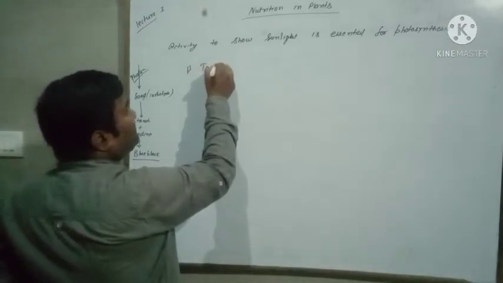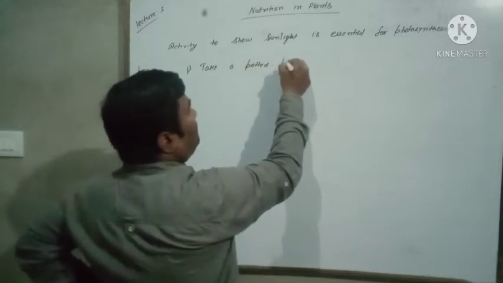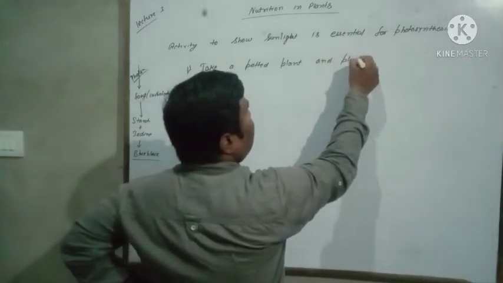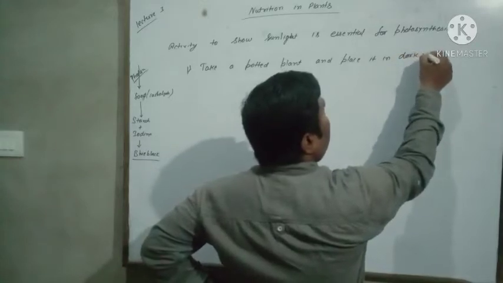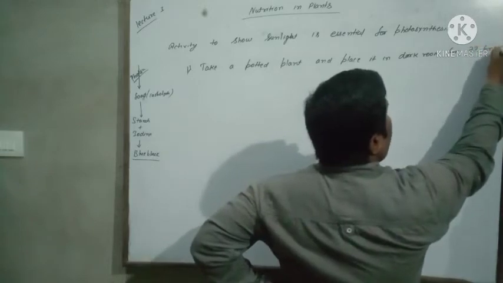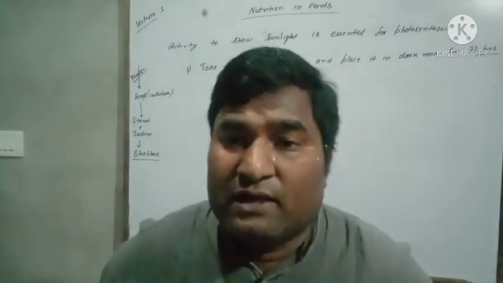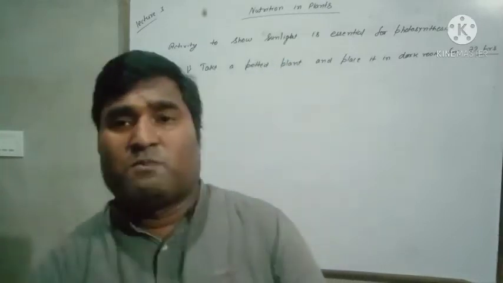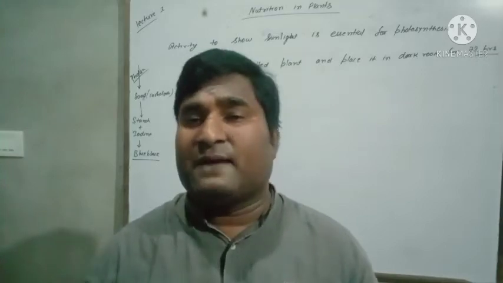Take a potted plant and place it in a dark room for 72 hours. Suppose your mom has not prepared food. If your mom is sick or something has happened and food is not prepared, at that time what will you do?